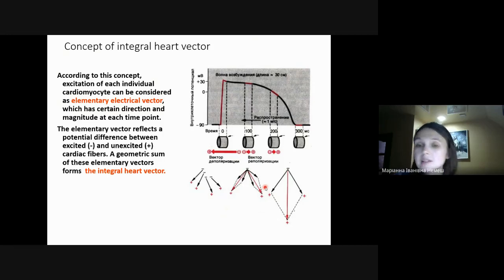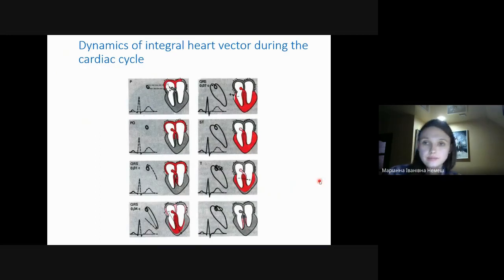So let us discuss how the integral heart vector is presented in the ECG. Dynamics of integral heart vectors during the cardiac cycle. So, first of all, we receive the excitation of the atria.